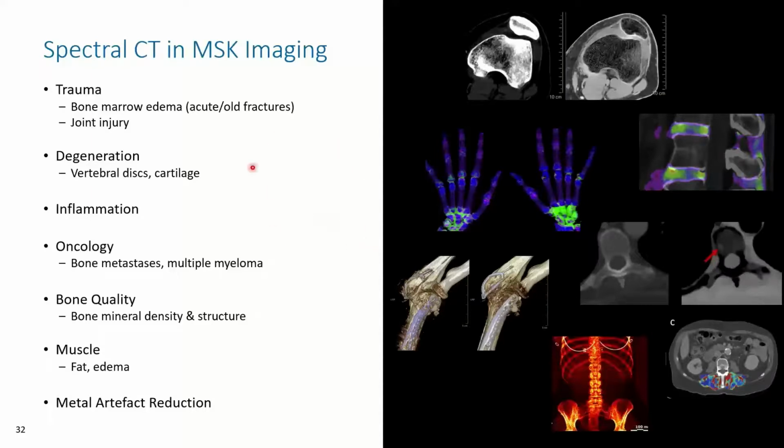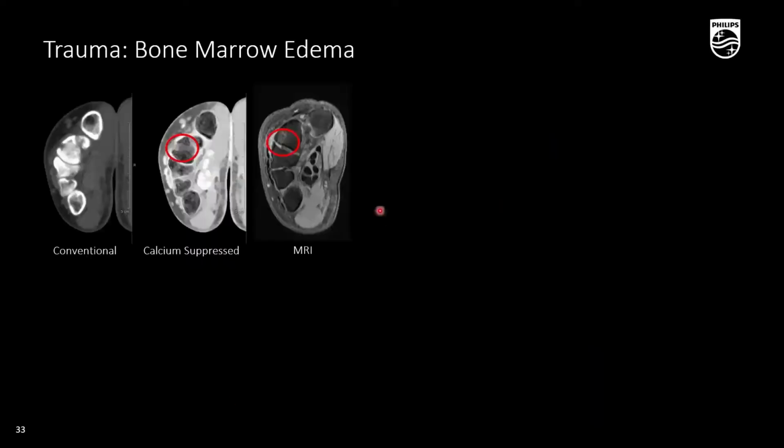So I'll just talk about a few areas where we see potential with spectral CT, and we're starting to see evidence of this. So really from trauma, degeneration, inflammation, oncology, bone quality as well, and muscle, and also artifact reduction. I showed a little bit, but it is also important here. So edema, I think we saw a little bit already. Here are just a couple examples.